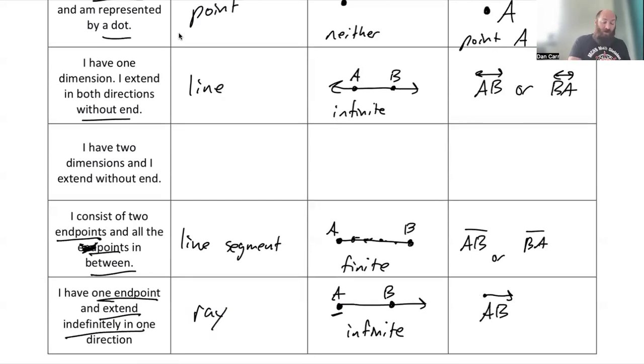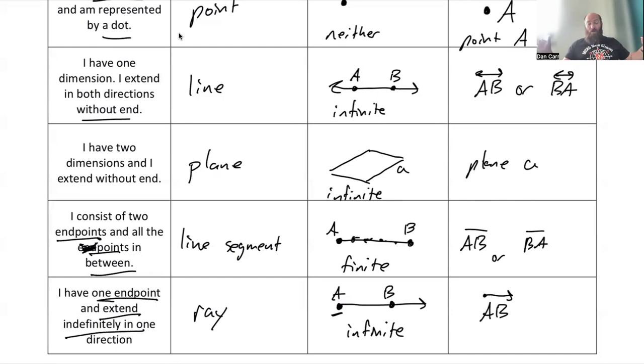I have 2 dimensions and extend without end. This is a plane. A plane is any flat surface, like a desk. A wall would also be a flat surface that's 2-dimensional. We usually make it look like this. When we name it, we'll just name it something like plane A, with a letter, either placed near it or inside it. This is also going to be infinite. Planes extend forever in all directions, all 2-dimensional directions in that case.